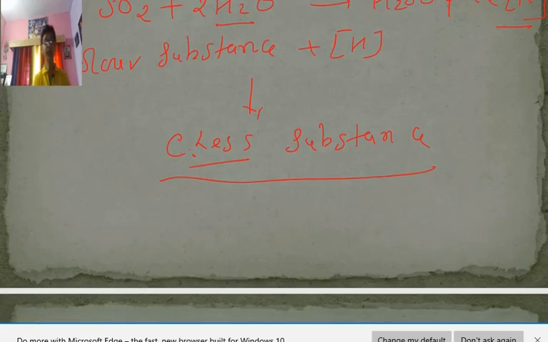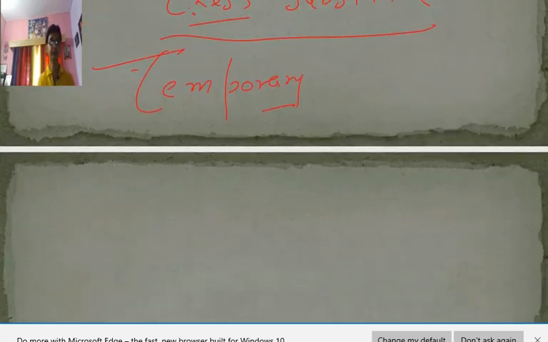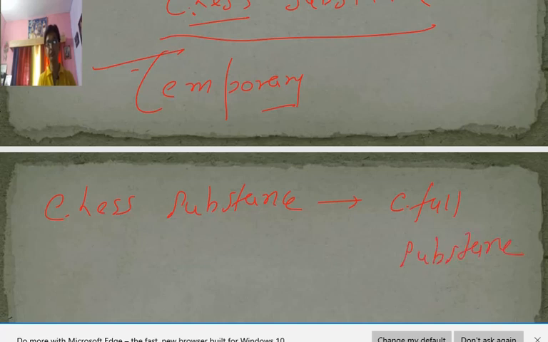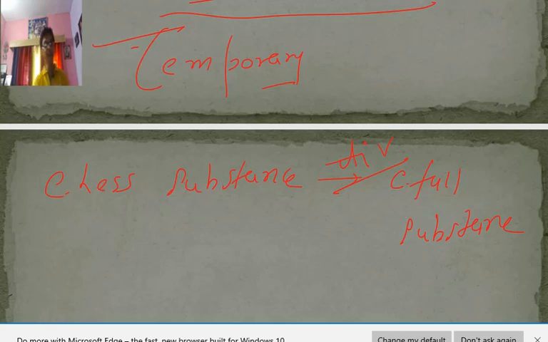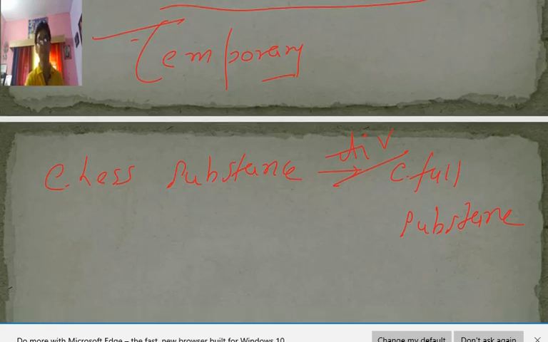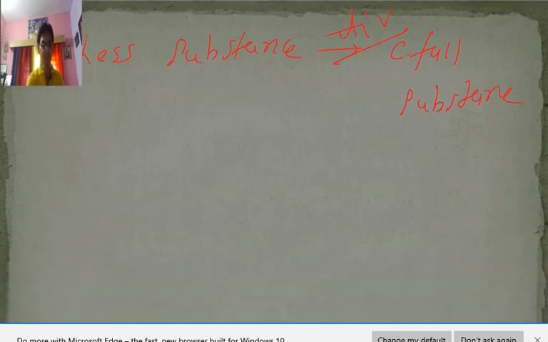But this action is temporary. Why is this action temporary? Because the colorless substance restores its color and changes back into a colorful substance. The bleaching action of sulfur dioxide is temporary because the colorless substance again restores its color in the presence of oxygen or air.